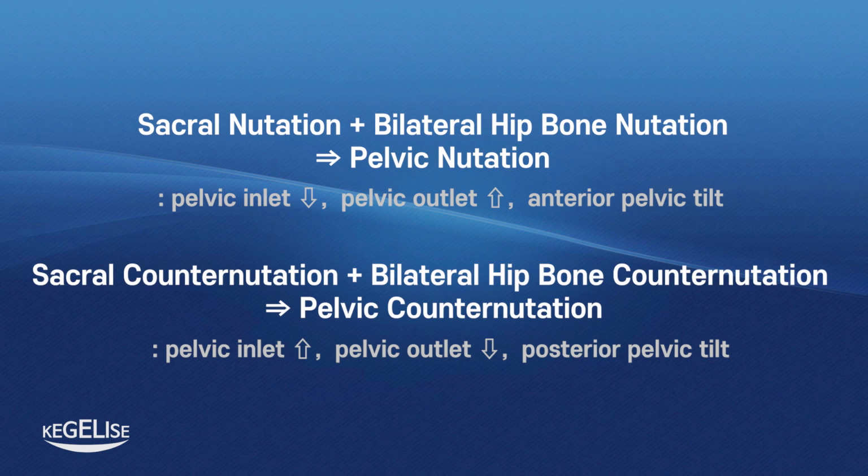When the sacrum and both hip bones are nutated, the pelvis is nutated. During pelvic nutation, the diameter of the pelvic inlet decreases and the diameter of the pelvic outlet increases as the pelvis tilts forward. And when the sacrum and both hip bones are counternutated, the pelvis is counternutated. During pelvic counternutation, the diameter of the pelvic inlet increases and the diameter of the pelvic outlet decreases as the pelvis tilts backward.